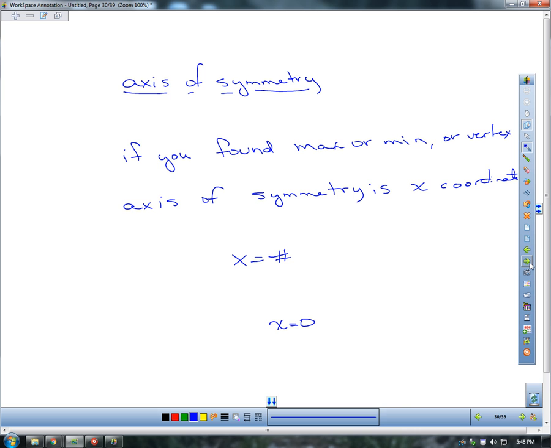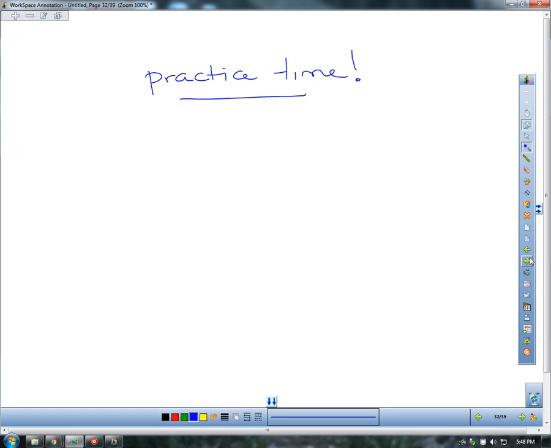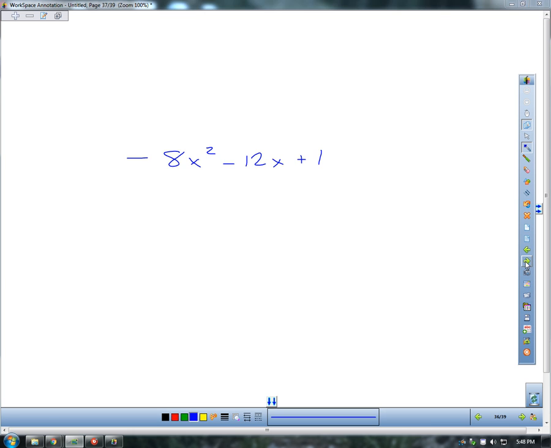Okay? Now, at this point, it's time for you to practice. I've shown you how to get everything, so just answer the questions that come up, okay? So here's your first one. Here's your second one. Here's your third one. Here's your fourth one. Here's your fifth one. Here's your sixth one. Here's your seventh one.